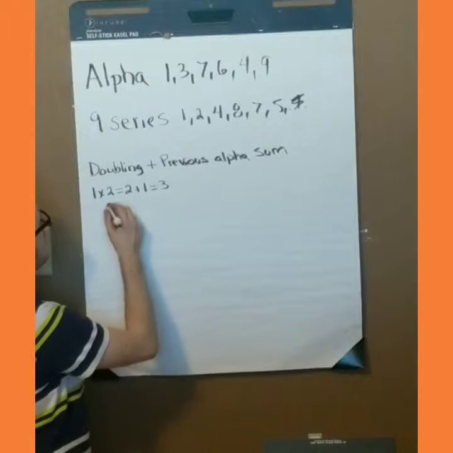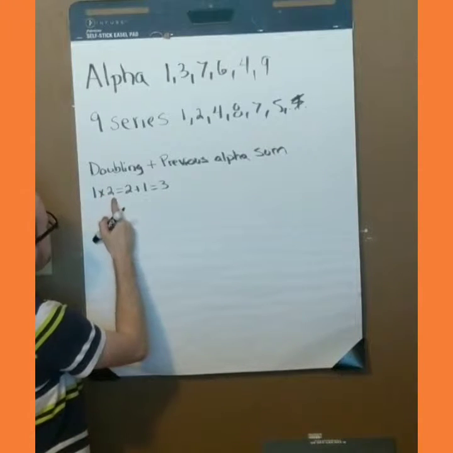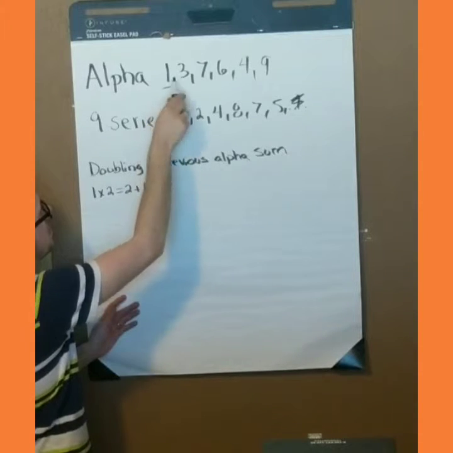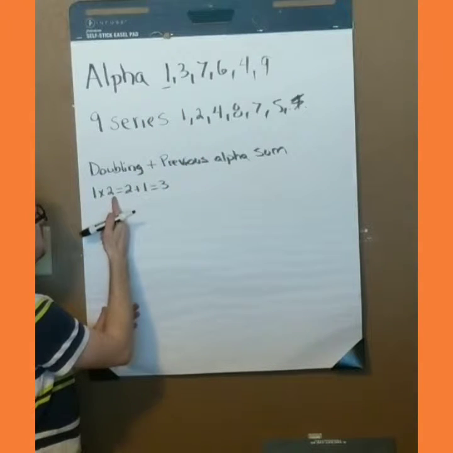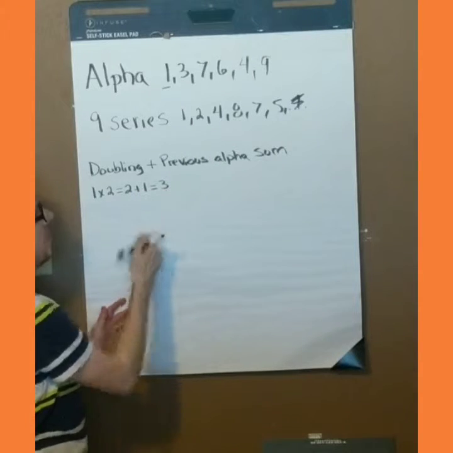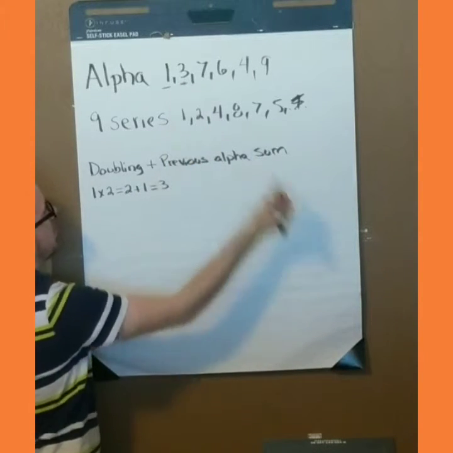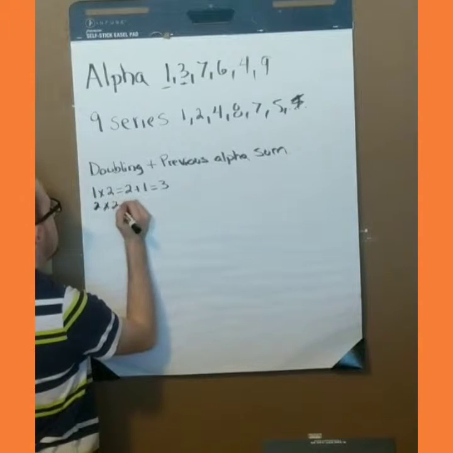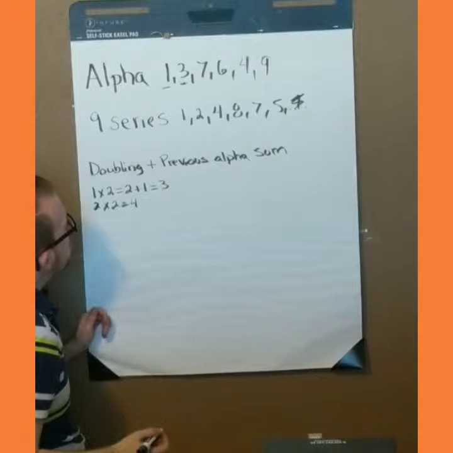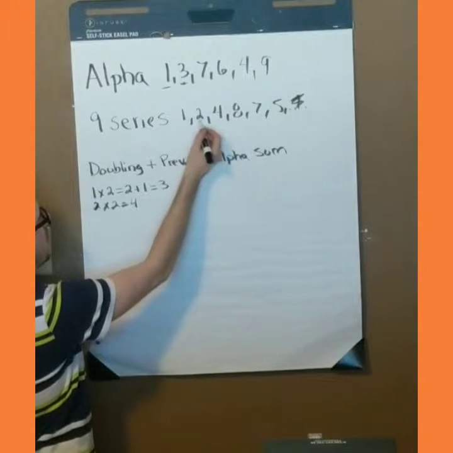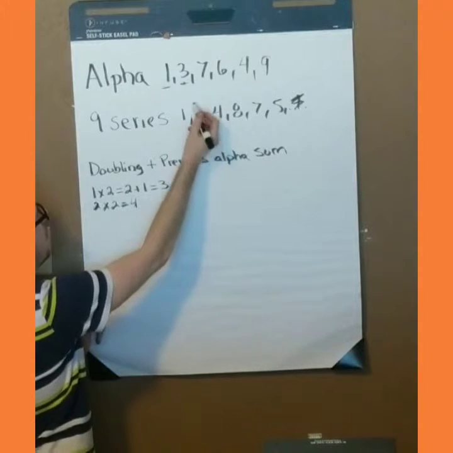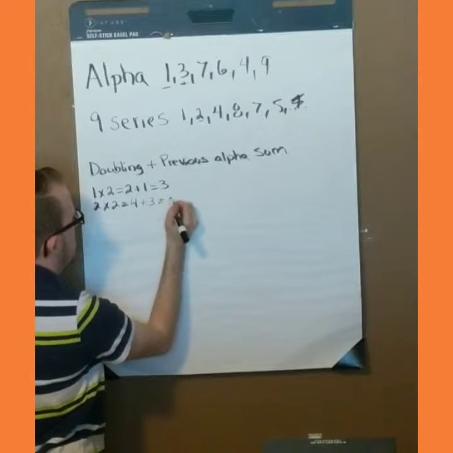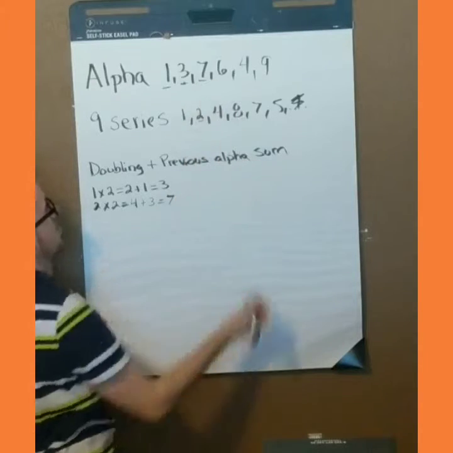So let's go ahead and double. 1 times 2 is 2, but we got to add 1 because that's the very first number. So 1 times 2 is 2, plus 1 ends up being 3. That's your next number. We'll go to the next one. 2 times 2 equals 4. So we got this one. 2 times 2 equals 4 plus 3 equals the next number, which is 7.